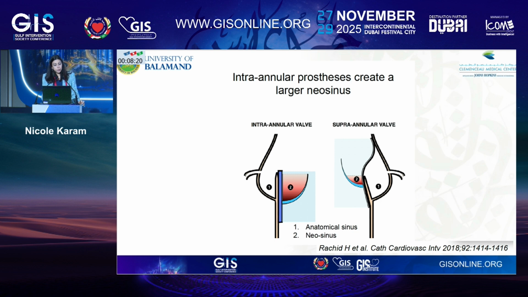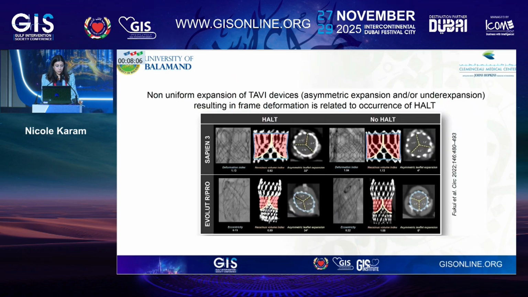So what happens actually when we have an intra-annular valve? When we have an intra-annular valve, we have the larger neosinus, and we consider that probably there will be a stagnation in this part, and this is maybe a reason why we will see more HALT happening in those patients. Again, it's similar to what we are doing with coronaries. We now understand the importance of really expanding the TAVI valves when we implant them. And again, we know that if the valve is not fully expanded or if it's asymmetrically expanded, here the deformation is going to be a predictor of the occurrence of HALT.